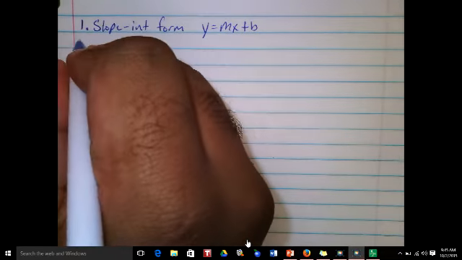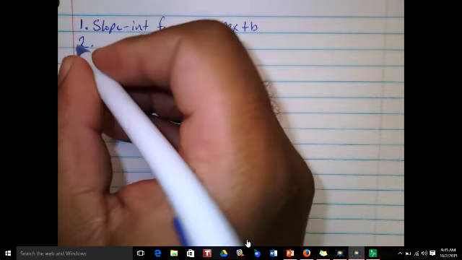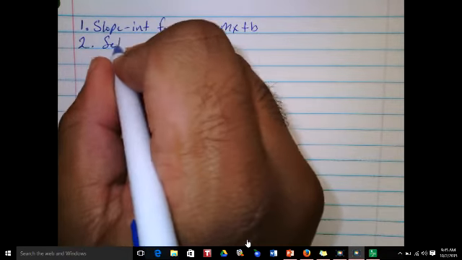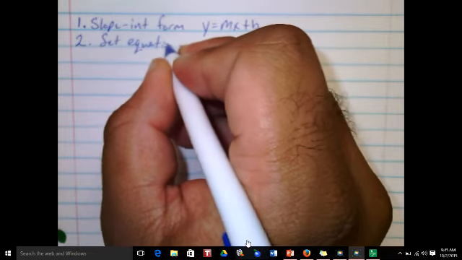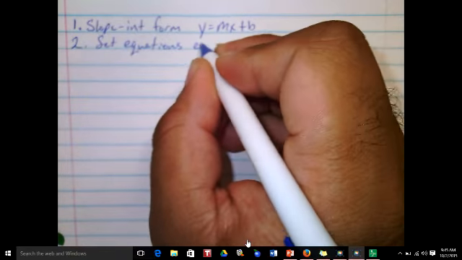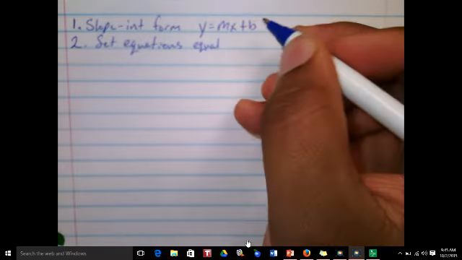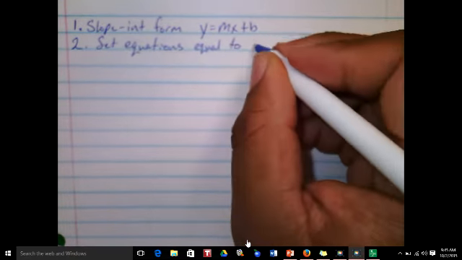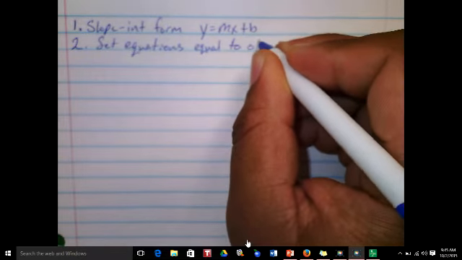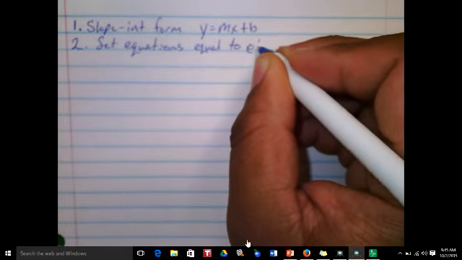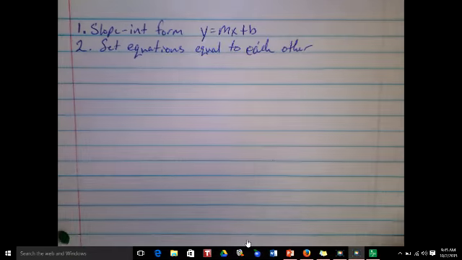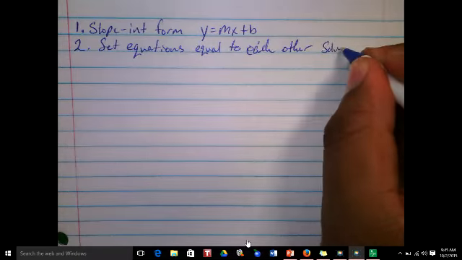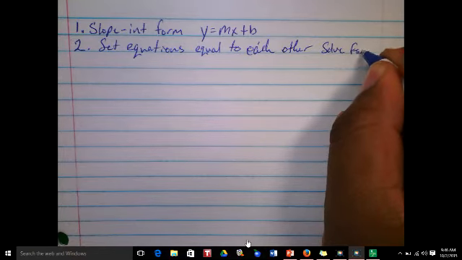The second step is you're going to set the equations equal to one another. You'll see exactly how that looks when I work through a couple of equations later on. Set them equal to each other, and you're going to solve for x.